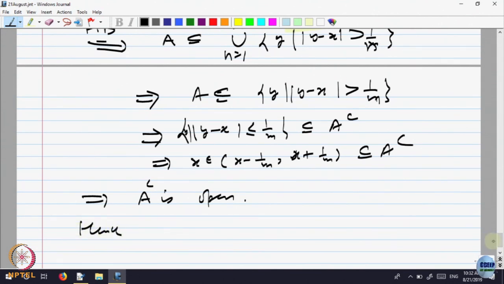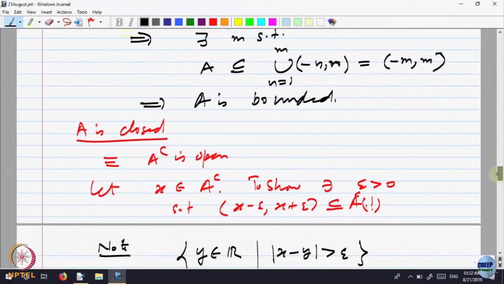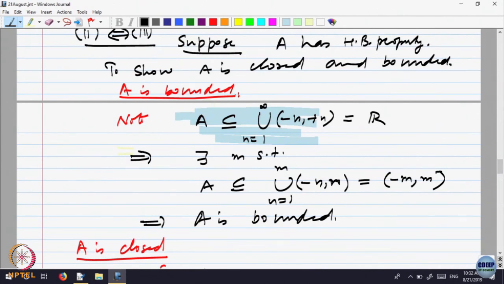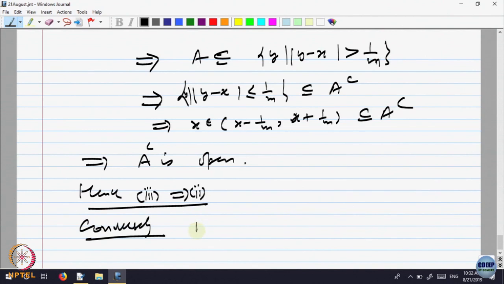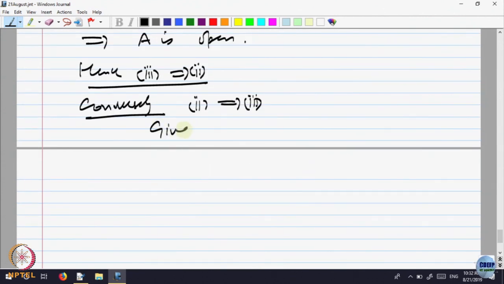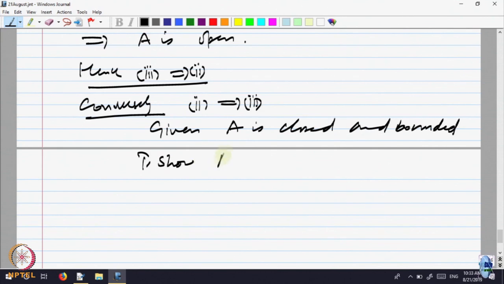So what we have proved is that if A has the Heine-Borel property, then it is closed and bounded. So 3 implies 2. Let us look at the converse. What I want to prove is 2 implies 3. It is always a good idea to write what is given. What is 2? You are given A is closed and bounded. To show: A has the Heine-Borel property.